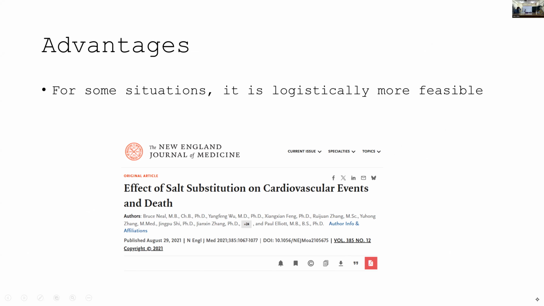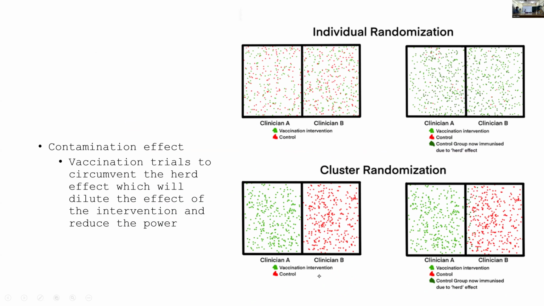It's so difficult to give 1% normal salt, 1% substituted salt. It's much easier if you give one entire village substituted salt, one entire village normal salt. So when you want to do large trials, to make it logistically more feasible, you do a cluster trial. The second important reason why you do a cluster trial is to prevent contamination.